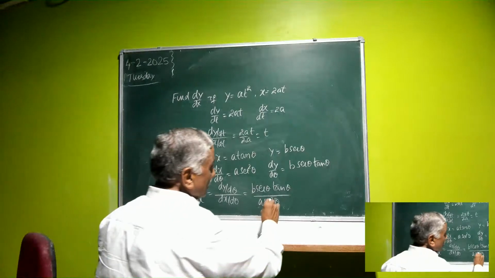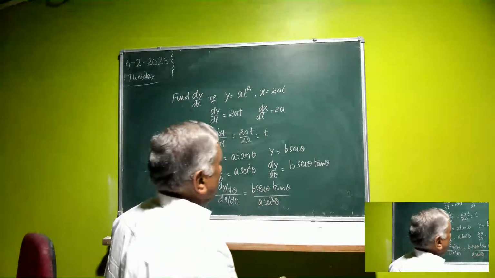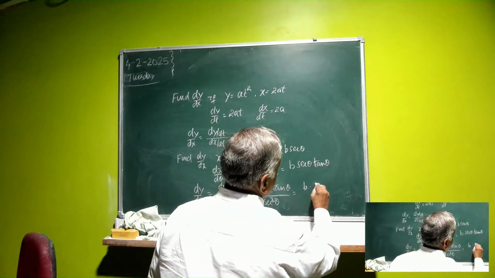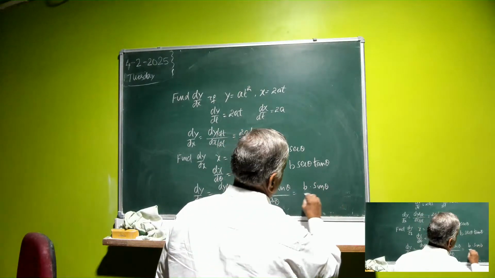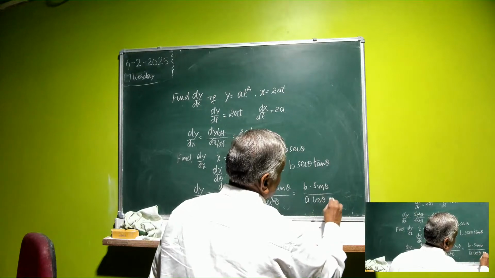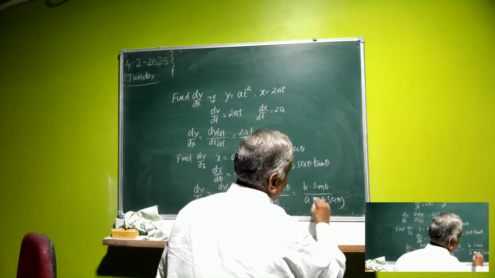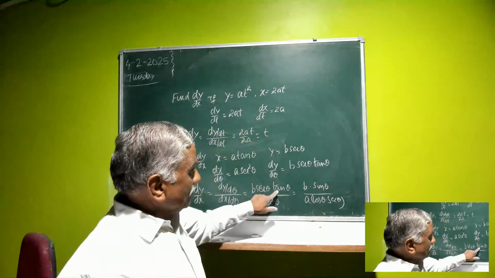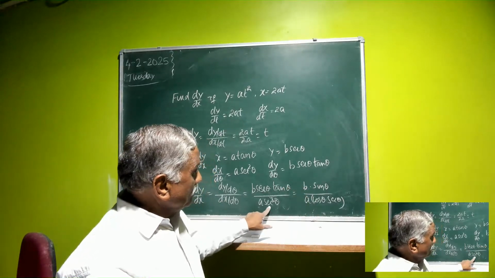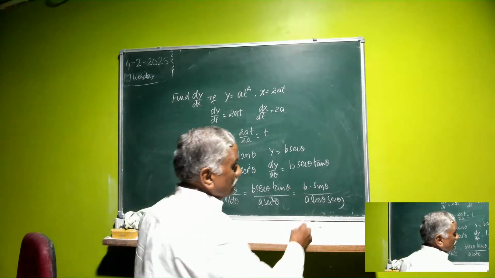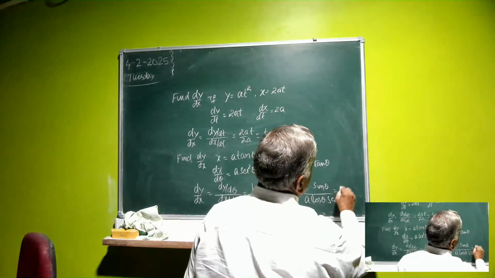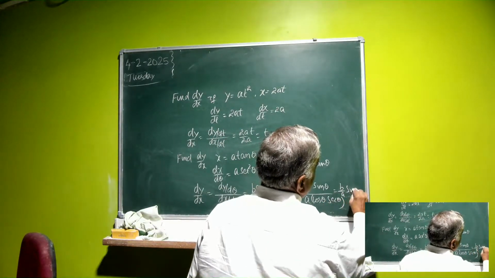So one secant theta cancels. Further also you can simplify. You can write this as b sin theta by a cos theta into secant theta. So you can write tan theta as sin theta by cos theta, which comes in the denominator. You write it as it is, but you know that secant theta and cos theta are reciprocal. The answer is b by a sin theta.